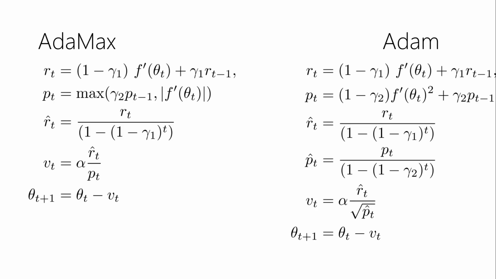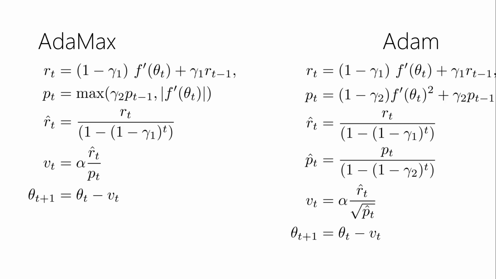AdaMax is a variant of Adam based on the infinity norm. In the Adam update rule, we scale the gradient inversely proportional to the L2 norm of the past gradients, v t minus 1, and the current gradient term, g t squared.